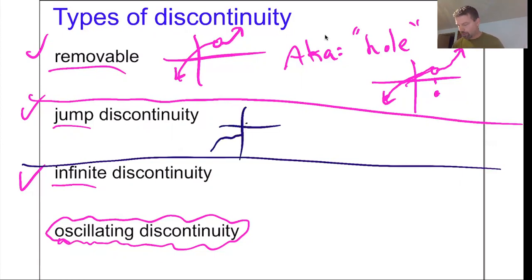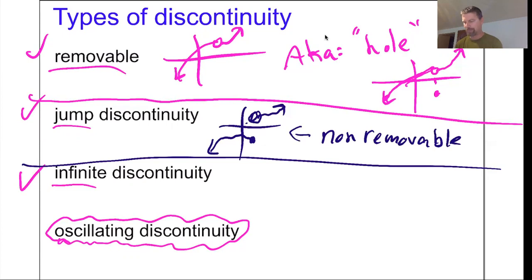It's where you travel along, you stop at one point, and you suddenly jump to another location. That is not easily fixable because I can't drag this down and make it continuous without changing a whole bunch of points. I'd have to change an infinite number of points to suddenly make it continuous. So I can't really easily fix that. So we just call it a jump discontinuity, and it's also sometimes known as non-removable, because I can't really fix it.